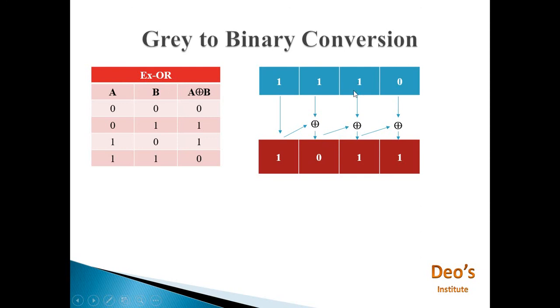One more example. If gray number is 1110, 1 copied as it is, then 1 XOR 1 is 0, 0 XOR 1 is 1, and 1 XOR 0 is 1. So if gray number is 1110, its equivalent binary is 1011. I hope you have understood the concept of gray code and its conversion into binary and converting binary into gray code.